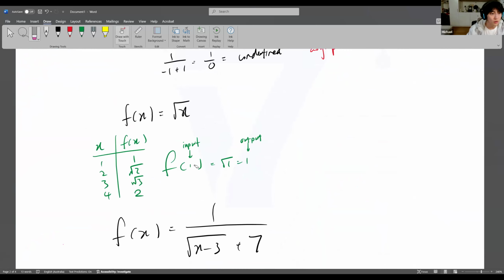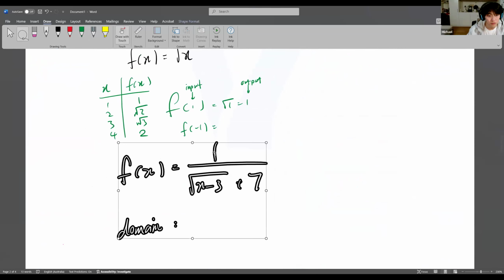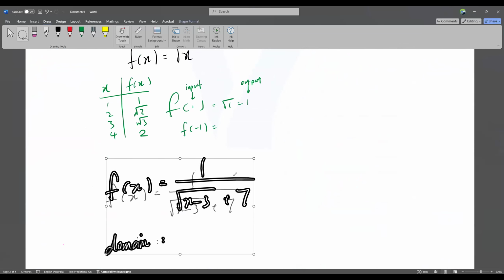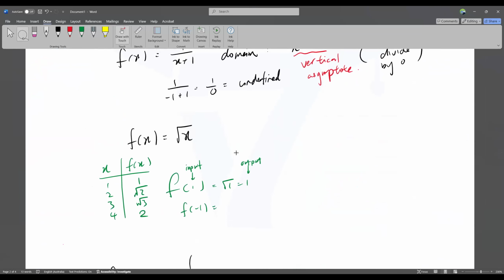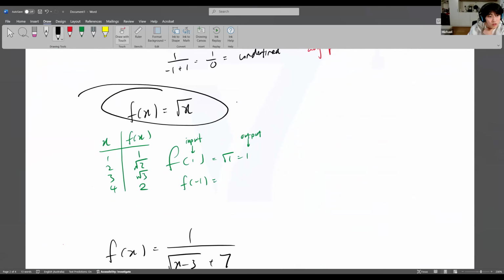All right, what is f of -1? Anyone? F of -1. Yeah. For the green. Yes, for this function.